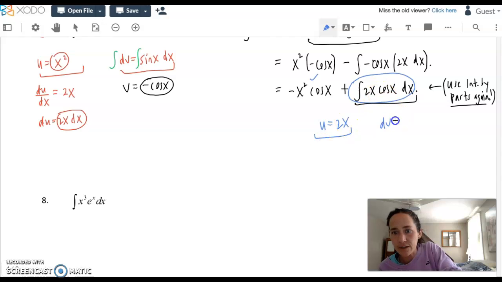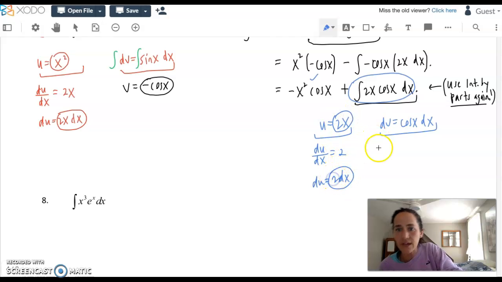And dv can equal the cosine of x dx. Okay, so it's like we're doing the whole thing again. Take a derivative here for the side work. du/dx, I like that, just equals 2. du equals 2 dx. I'll circle it so we don't lose it.